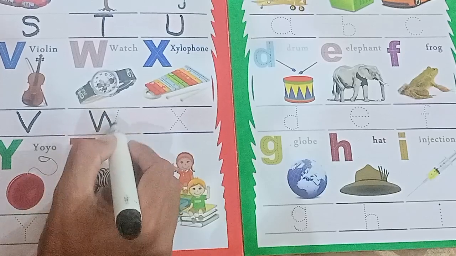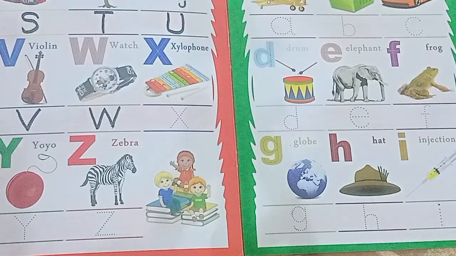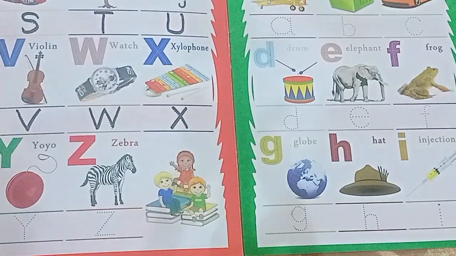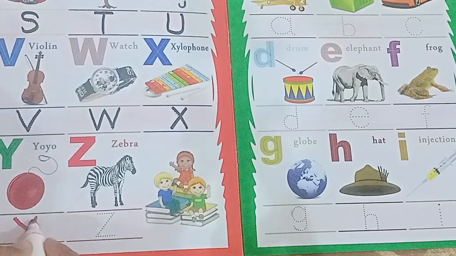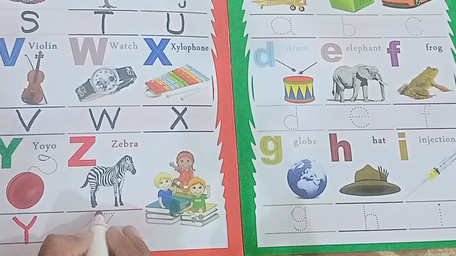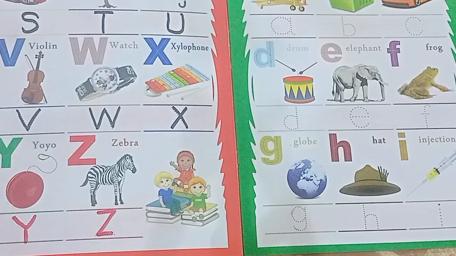W for watch. X for xylophone. Y for yo-yo. Z for zebra.